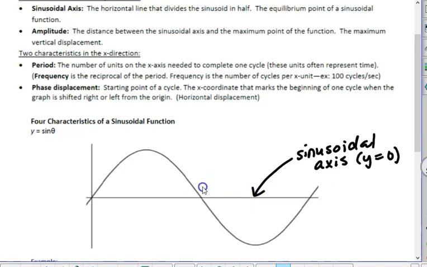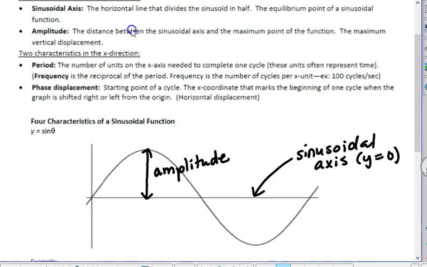The other characteristic that goes in the y direction, or the vertical direction, is the amplitude. And the amplitude is the distance between the sinusoidal axis and the maximum point of the function. So this is called the amplitude.